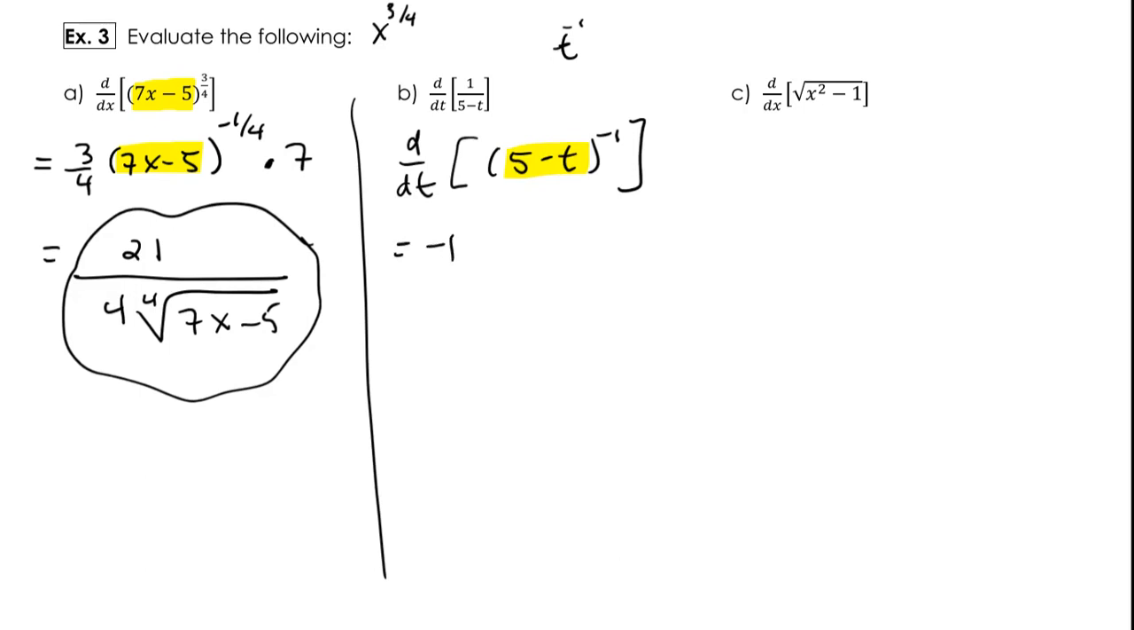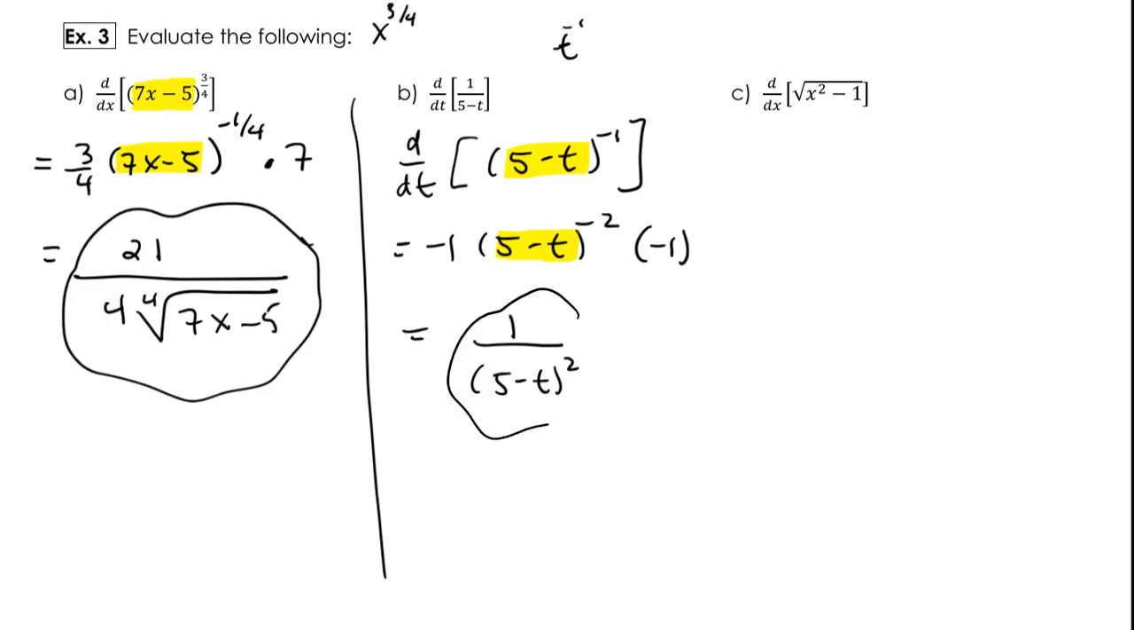Bring the negative down in front. The yellow's along for the ride, decrease the power by 1. Now, take the derivative of the stuff on the inside, which is negative 1, giving you 1 over 5 minus t squared. Okay, hopefully this is going well.